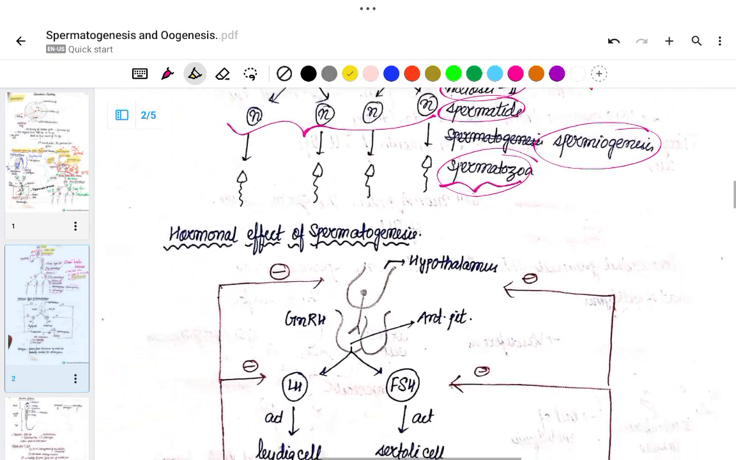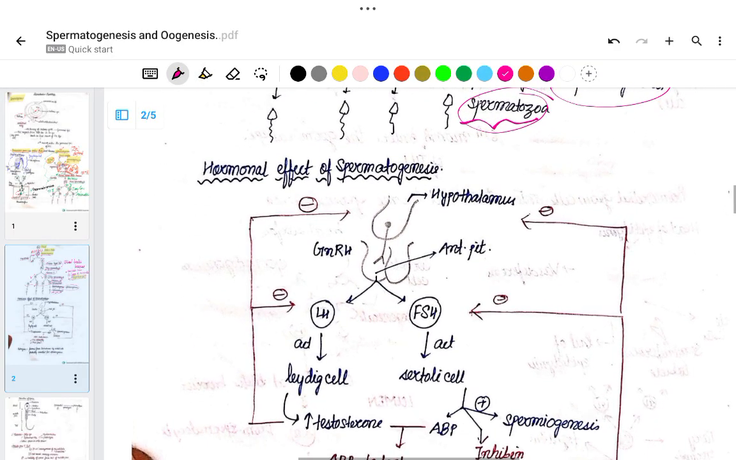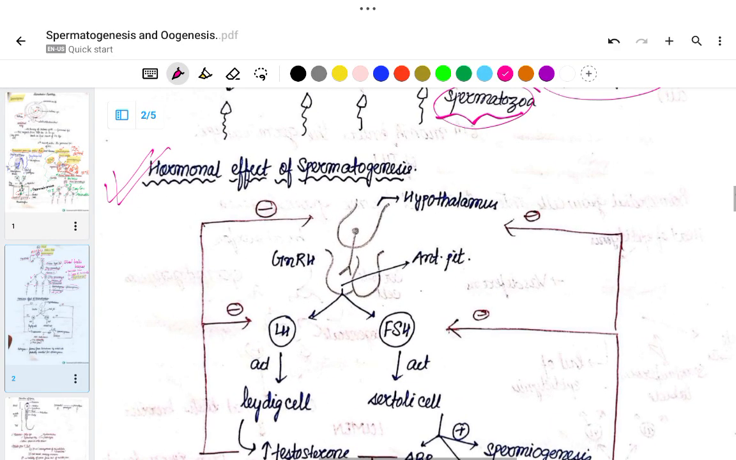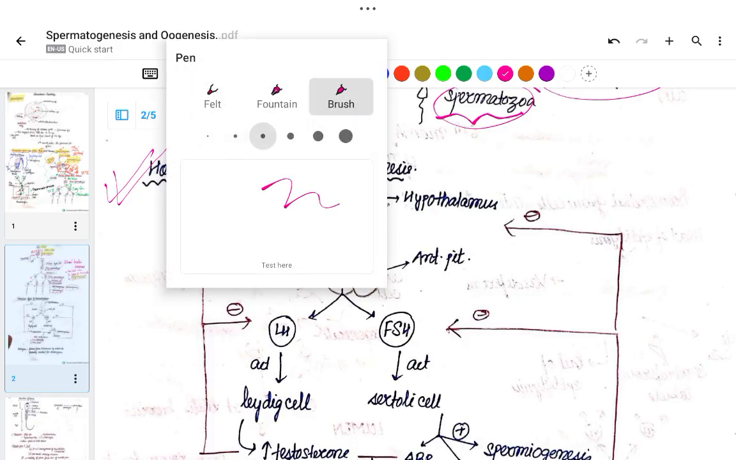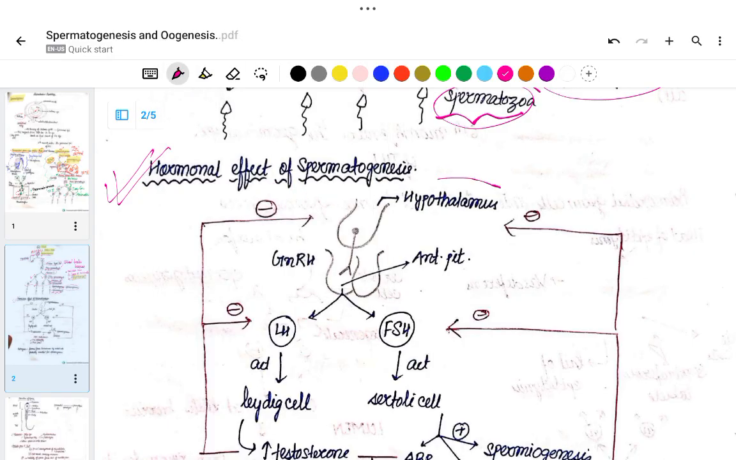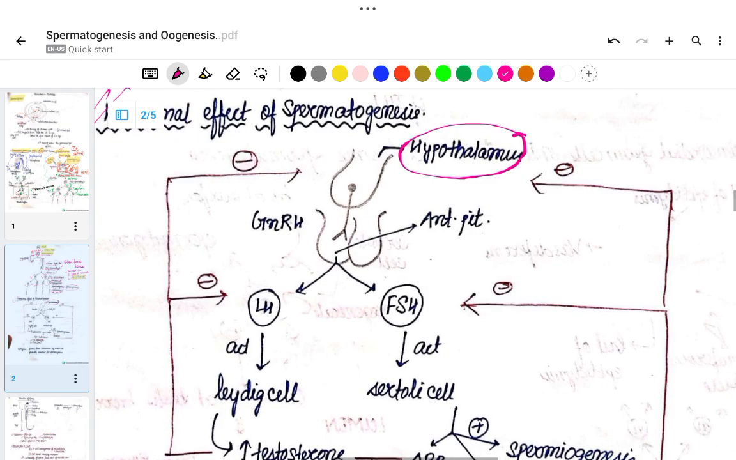Next, we come to the hormonal effect on spermatogenesis. This is the hypothalamus. The hypothalamus, via the hypothalamo-hypophyseal portal system, sends neurons to the anterior pituitary.